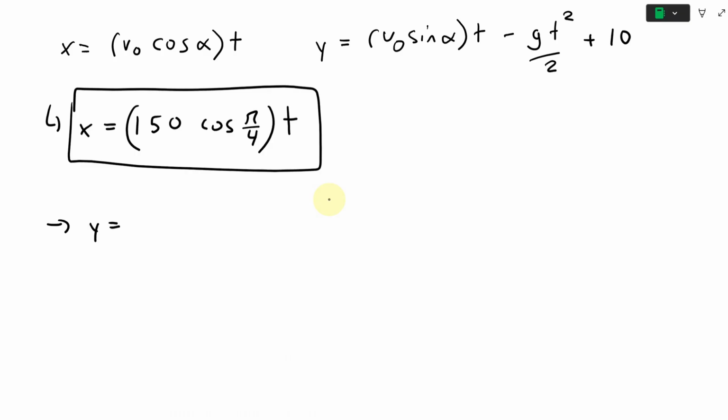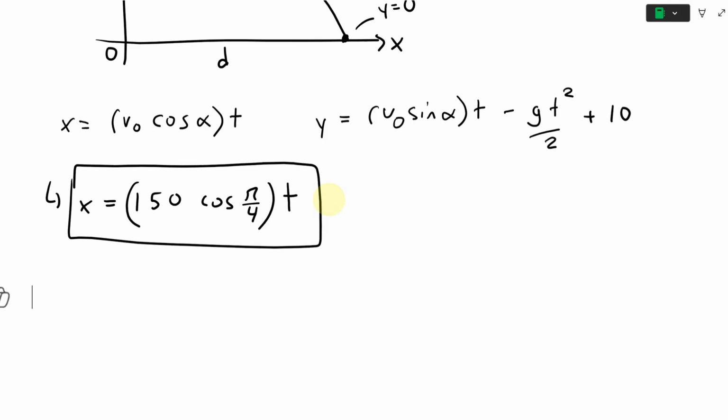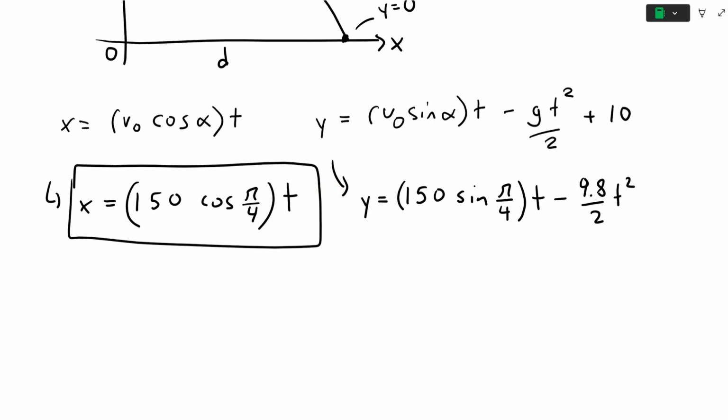We're going to write y is equal to v naught. I'll just put it all here. We're going to have to do some quadratic formula setup. So y equals v naught, which is 150 meters per second, times sine alpha, which is again pi over 4, because typically dealing with radians is easier, as calculators default to radians. Times t, and then minus 9.8 divided by 2 t squared, plus 10.